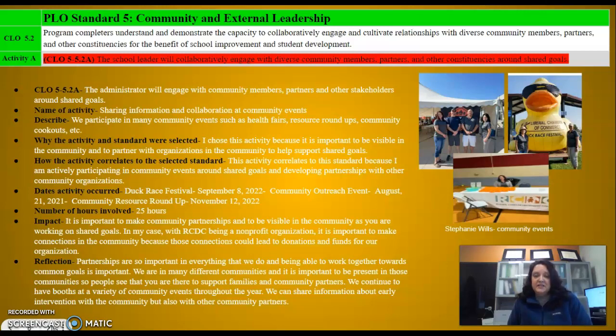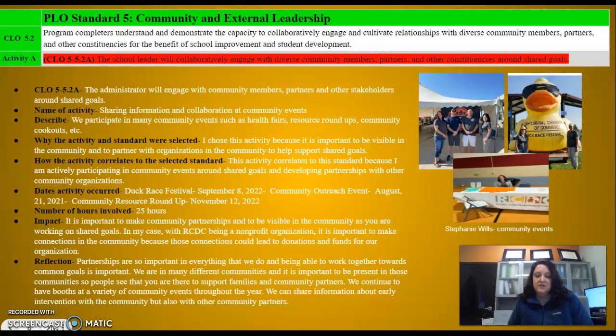In my case, with RCDC being a nonprofit organization, it's important to make connections in the community because those connections could lead to donations and funds for our organization. And as I reflect as an administrator, partnerships are so important in everything that we do, and being able to work together towards common goals is important.